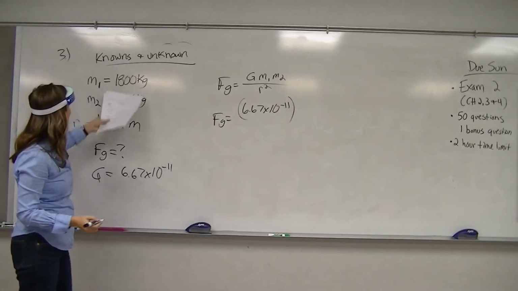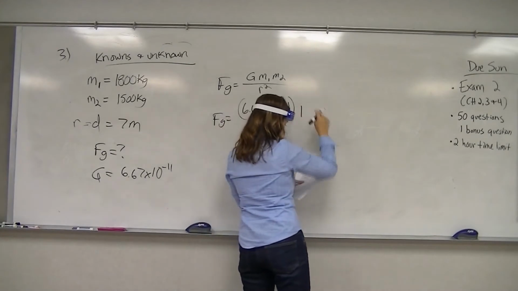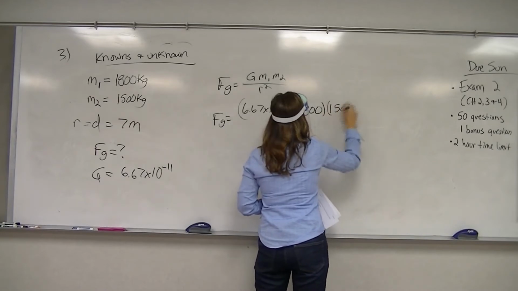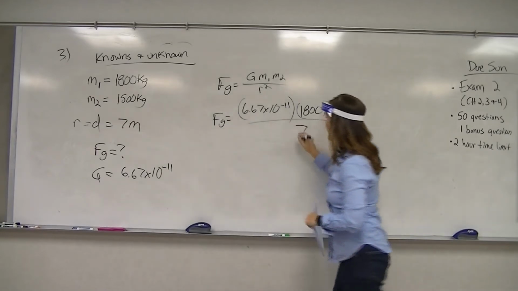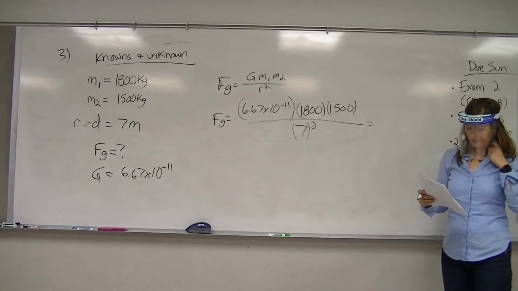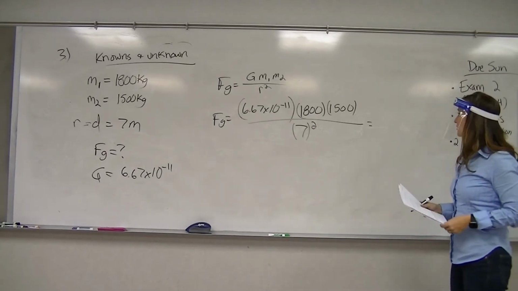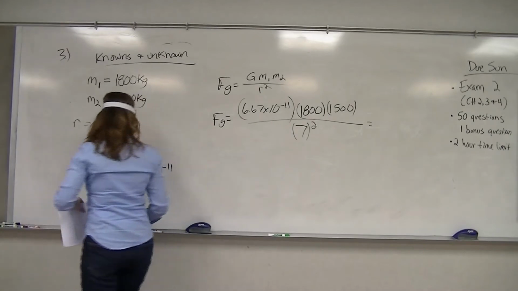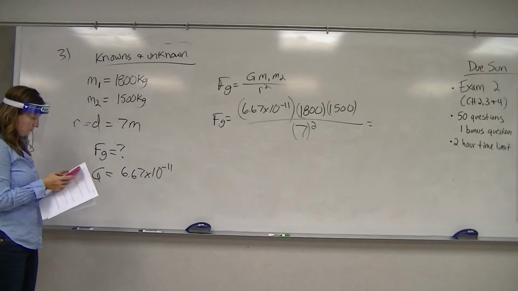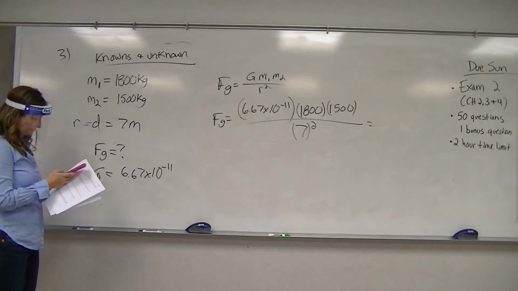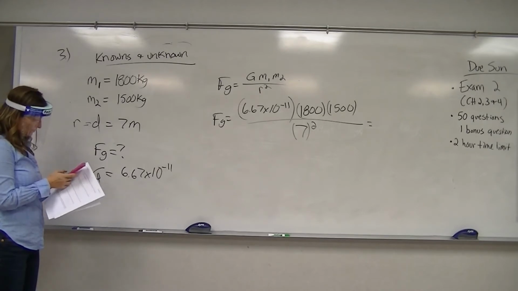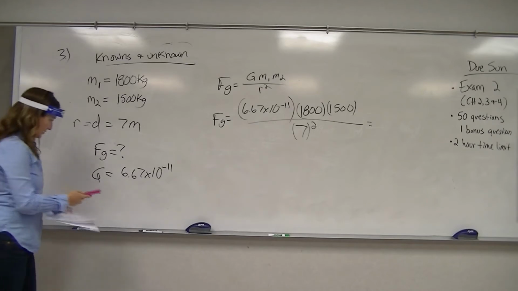Gravitational constant first. Plug in your masses, 1,800 and 1,500. Right? Yes. And then on the bottom, my radius is 7. Don't forget to square the radius. These numbers are generally, these forces are generally very small because of that gravitational constant. Yes, and I got a very small number.